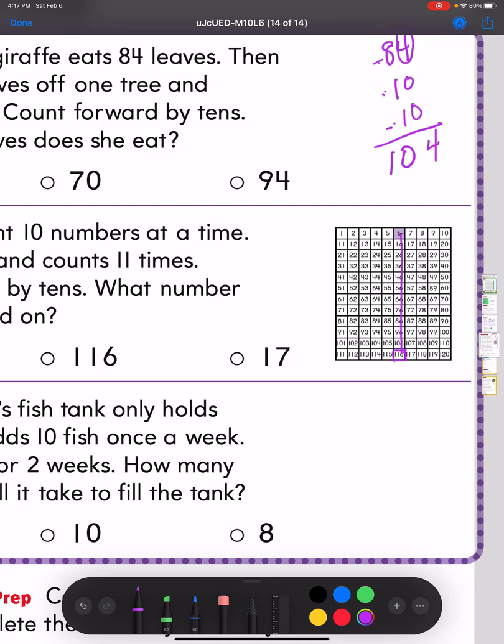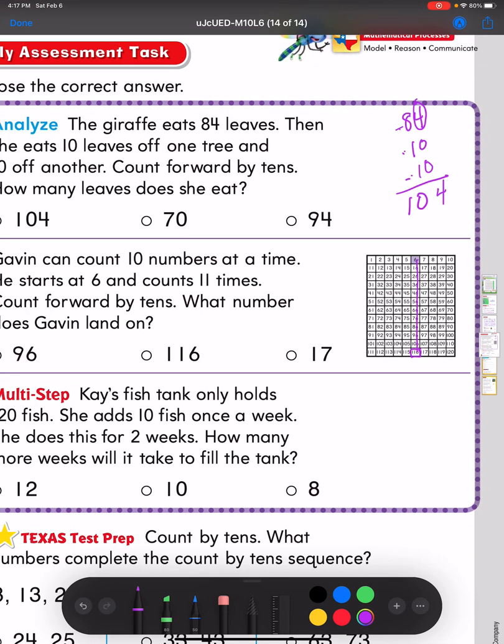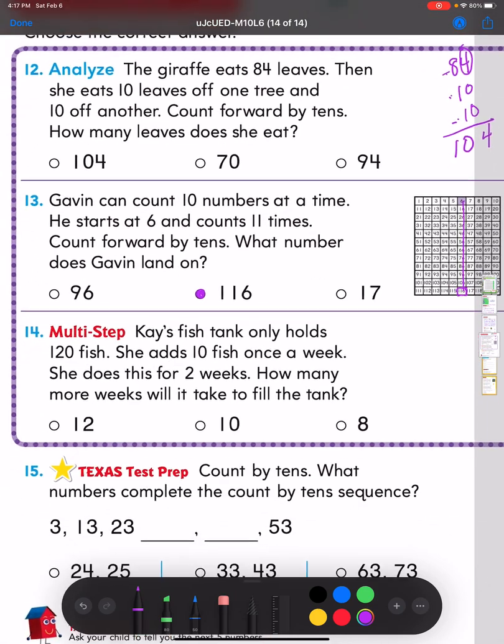He landed on the number 116. Remember that when we are counting by tens, we are going down our chart. 10 more each time we hit a number. He landed on 116.